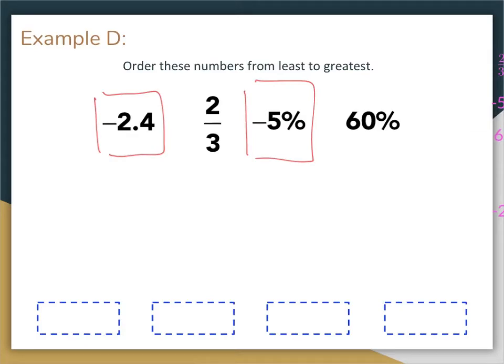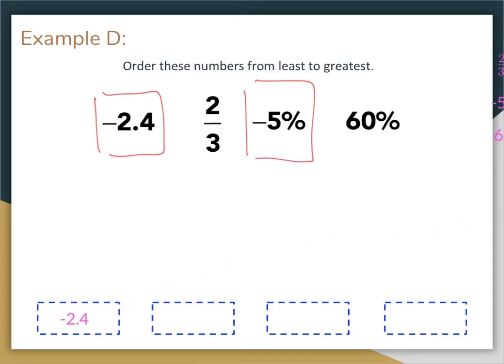I've got negative 2.4 and negative 5%. Now I could turn them both into decimals. That would work if I'm not really sure, but I'm going to use some benchmarking skills. I know negative 2.4 is way negative. It's like owing somebody $2.40, whereas negative 5% is almost positive. So I know that one of those is going to have much less value, and that's going to be the negative 2.4. So I'm going to go ahead and drag that in.